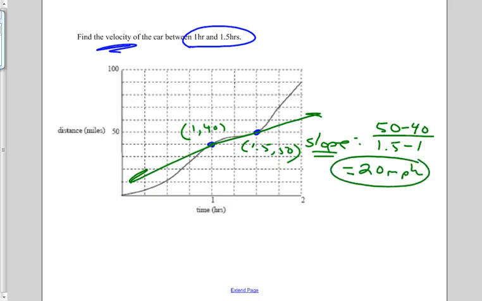Interesting. Between 1 and 2 hours, we were going 50 miles per hour. But in the shorter time interval, now we're only going 20 miles an hour. And graphically, we see that by having a less steep slope.